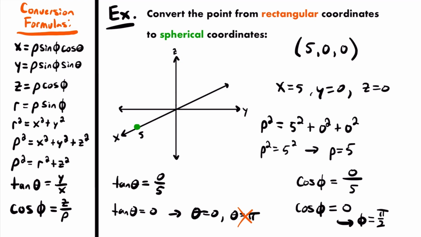All right, so all together, here's our spherical coordinates. We will have 5, 0, and pi divided by 2. Right, we have rho, which is 5, then theta, which is 0, and then phi, which is pi divided by 2.